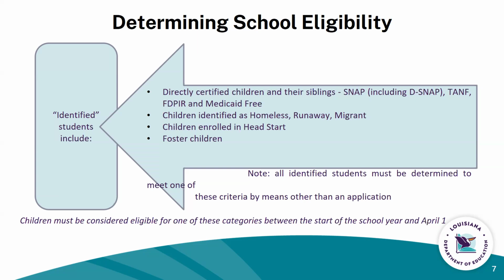Please note that Medicaid Reduced is not included in identified students as it only includes those that qualify for free meals. Identified students are also children who are categorically eligible for free school meals without an application and who are not subject to verification, including homeless, runaway, and migrant, children enrolled in a federally funded Head Start program or comparable state-funded Head Start or pre-kindergarten program, foster children certified through means other than a household application. Please note that children must be considered eligible for one of these categories between the start of the school year and April 1st. That file that came out in April was March data, so before April 1st.